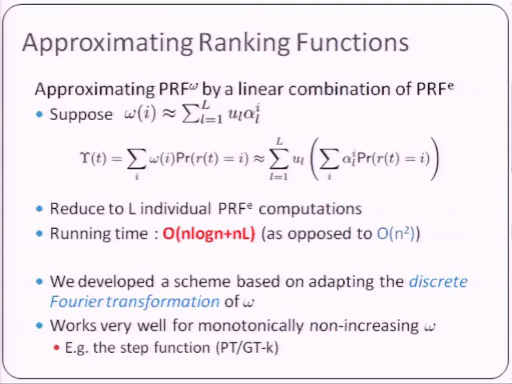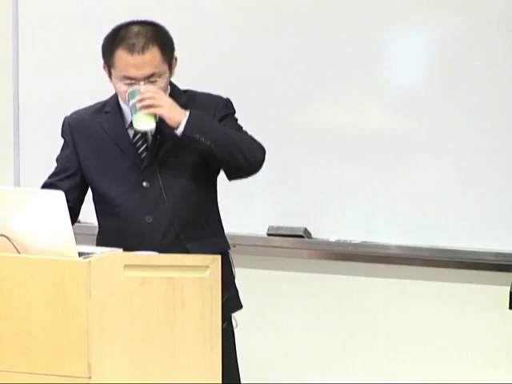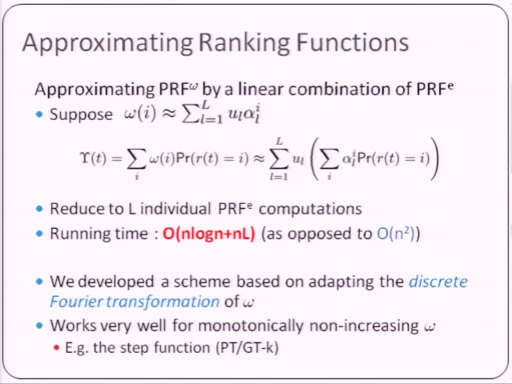Okay, so the only thing we need to do is decompose this weight function into a linear combination of exponential functions. In order to do this, we use an analog of the discrete Fourier transformation. We made some modifications to achieve this goal, and it works pretty well for reasonably smooth weight functions. So, what's the reason for working in complex domains? To make the Fourier transform. Yes, that's the reason. We need complex numbers, yeah.